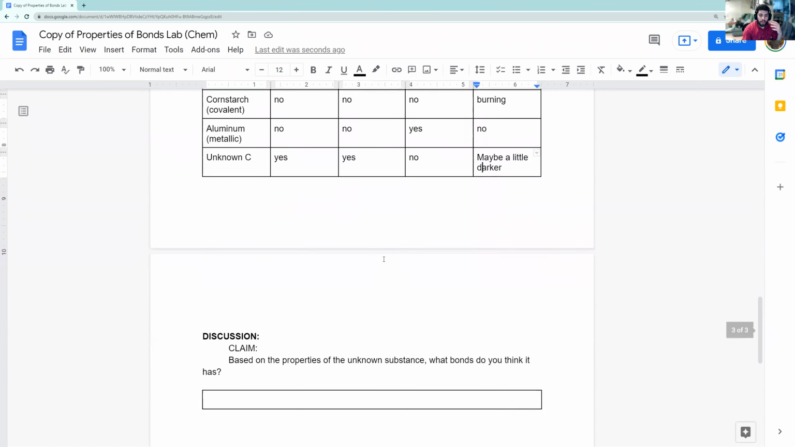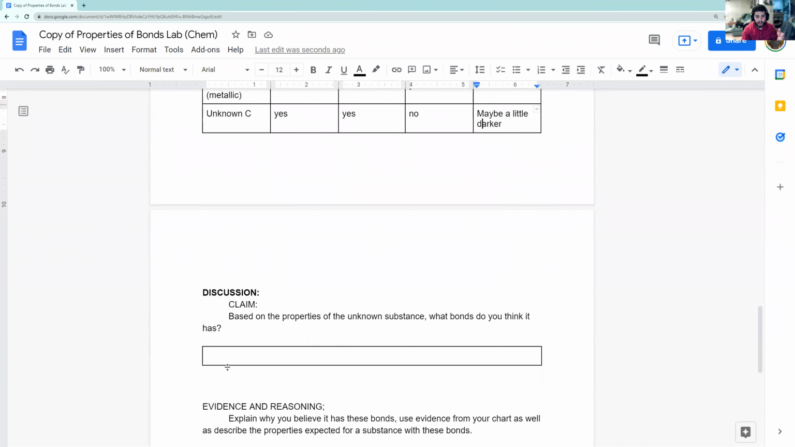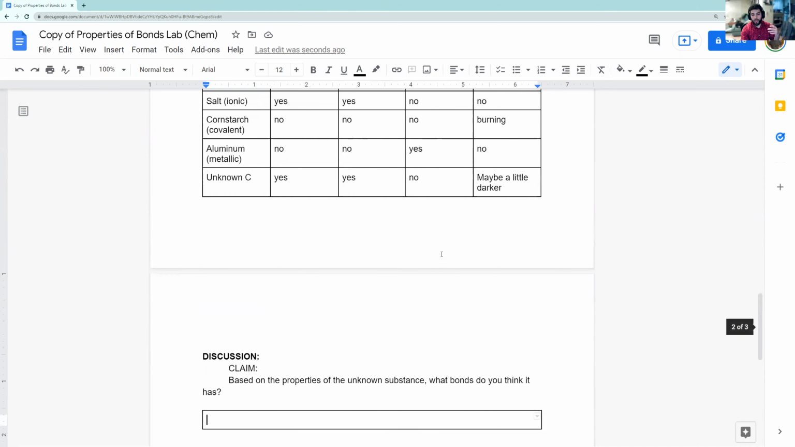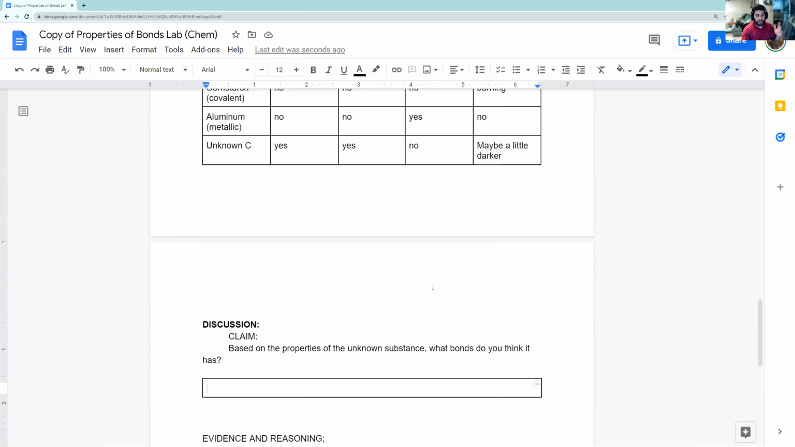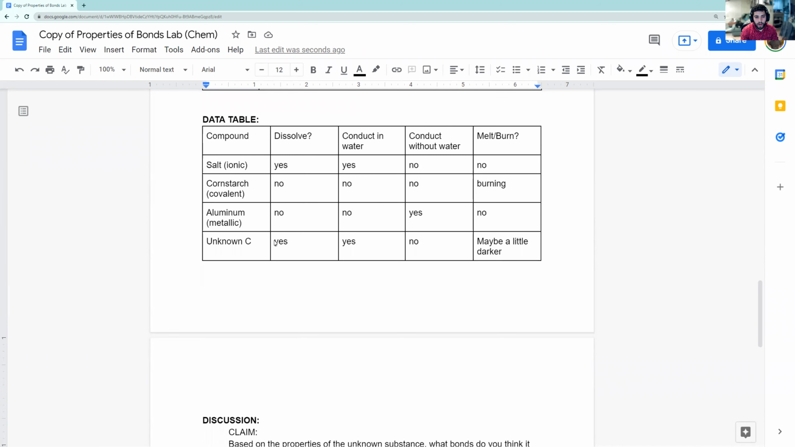So when we write a CER, a claim, evidence, reasoning, the first thing we want to start out with is the claim, which is going to answer the question. And already I saw a lot of papers that didn't do this. Based on these properties, unknown C behaves like an ionic for two of them, behaves like a covalent kind of for one of them, and kind of behaves like both. So conducting without water, we can't really gain any information from. And that's important to see.